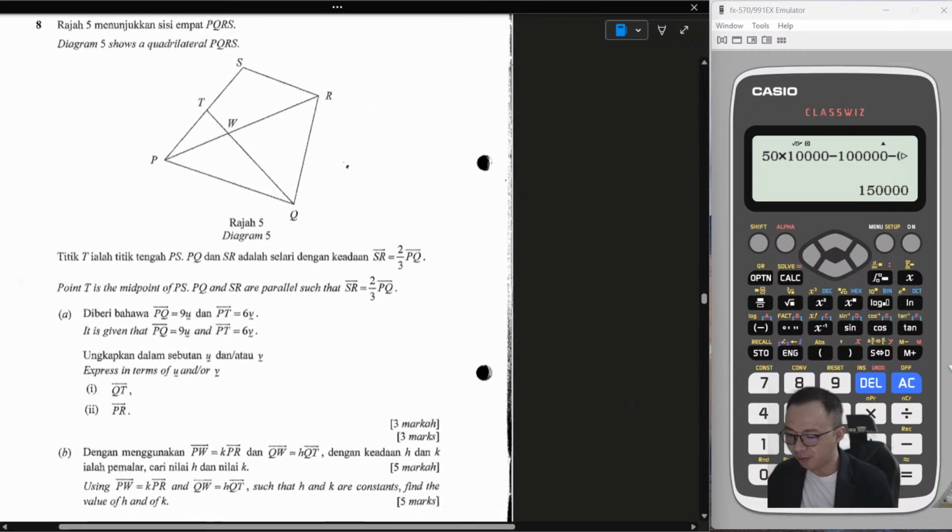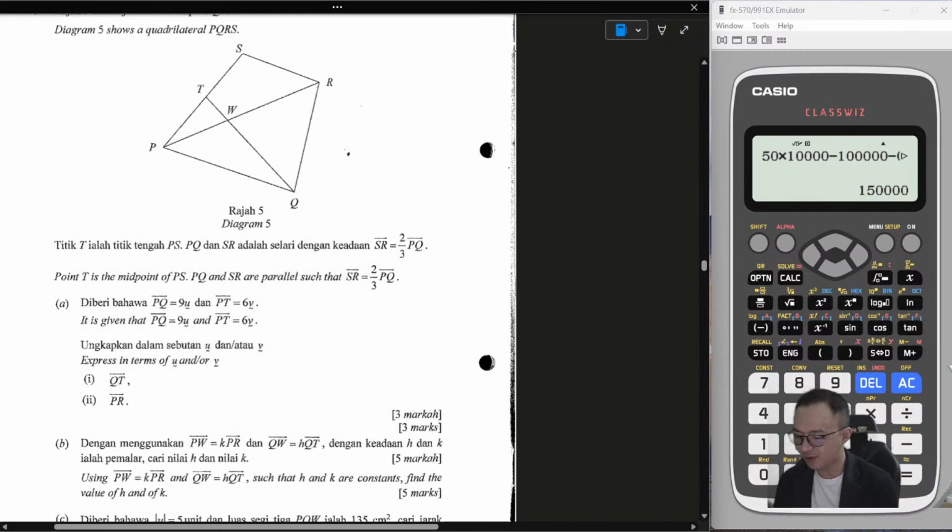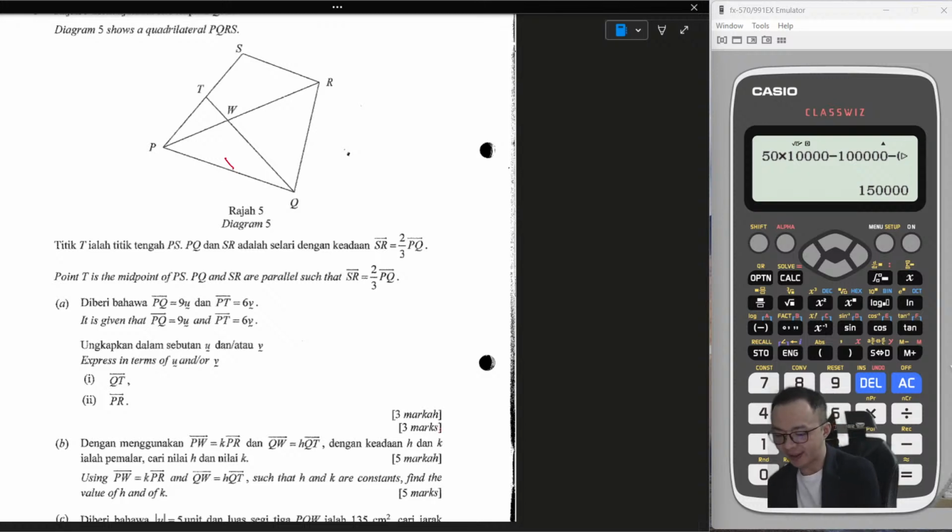Okay, so diagram 5 shows a quadrilateral. T is the midpoint of PS, and PQ and SR are parallel. SR is 2 over 3 of PQ. PQ is 9U, so I can find SR, 2 over 3 of 9U, which will be 6U. Okay, this is 6U here.